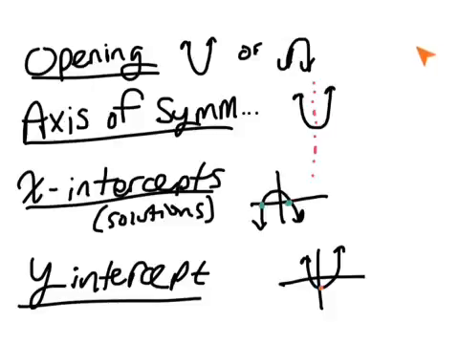We're going to look for the opening, whether the parabola is going up or whether the parabola is going down. So, is it pointing up? Is it pointing down? The axis of symmetry, where's the line that goes down the center of it that separates the one side from the other. And the axis of symmetry is going to be really helpful in finding the vertex as well. And the vertex will be this exact point right here. We're also going to look for the x-intercepts, also known as the solutions, where it crosses the x-axis. And then we're also going to look for the y-intercept, where it crosses the y-axis.